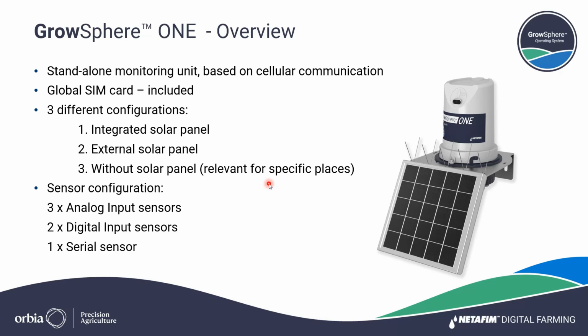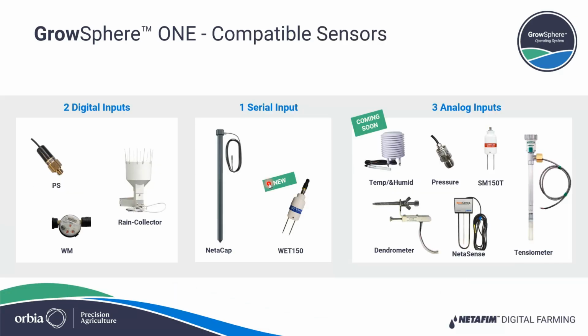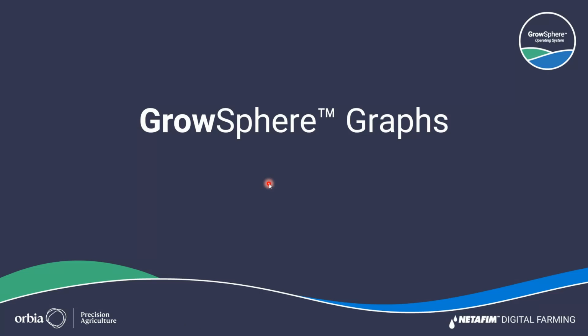Now, as for the sensor configuration or entries for sensors, we have 3 analog input sensors, 2 digital input sensors, and 1 serial sensor. These are all the sensors compatible with the One. We talked about all of them. You see that they're just presented according to the entries that I just mentioned. So this is the group of sensors.